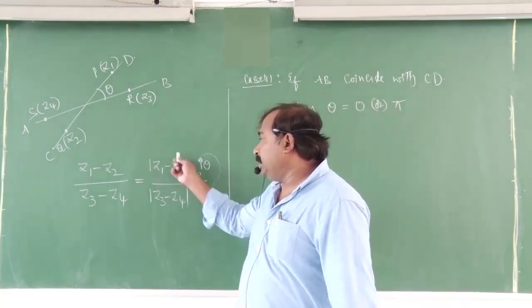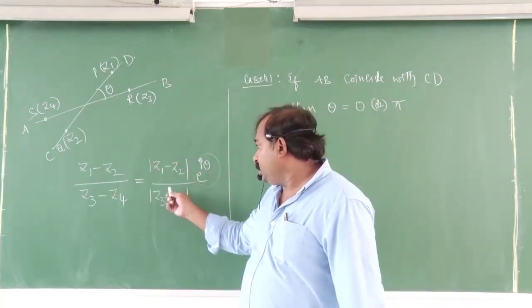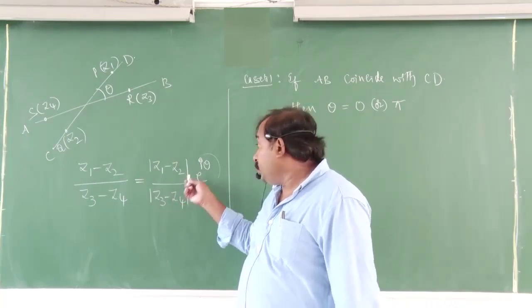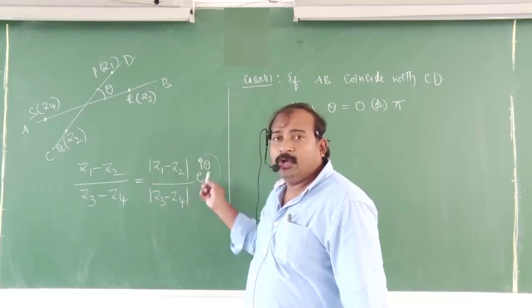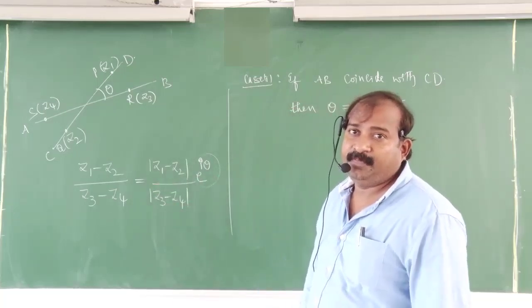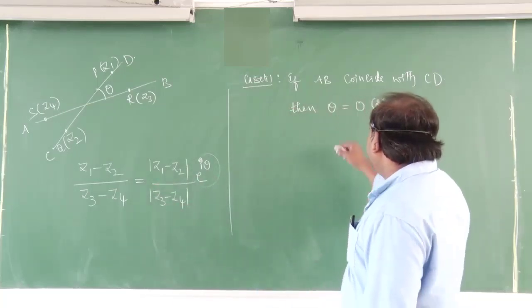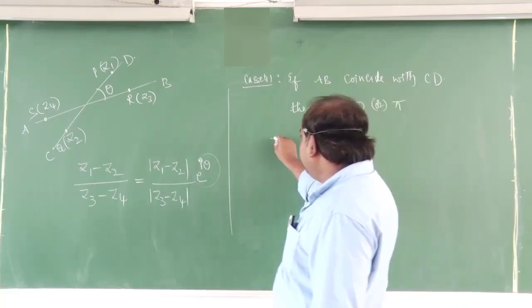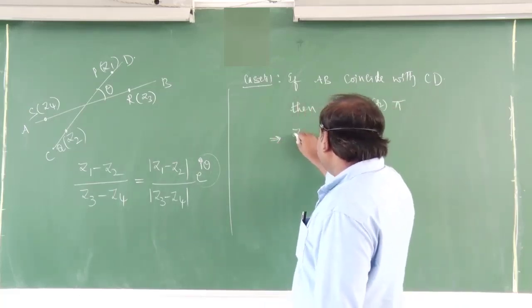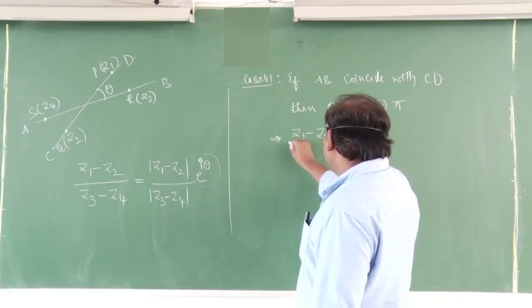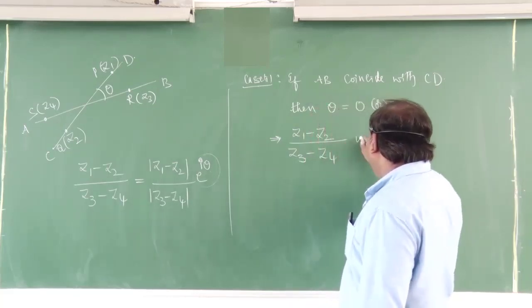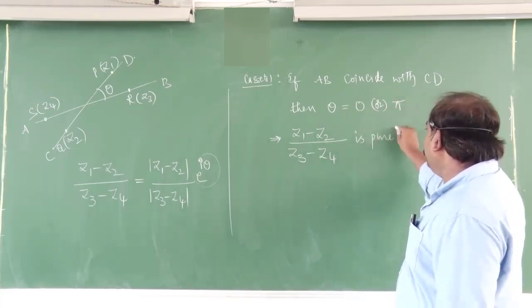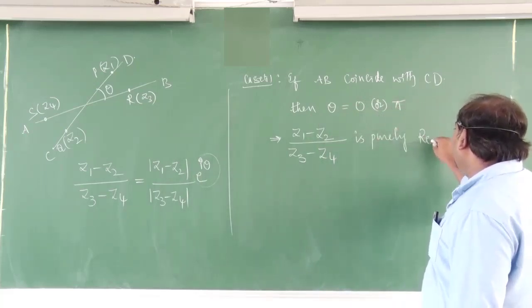This is some real number. Modulus means this is also one number, so what do we get? Some real value you are getting. So the whole value will be real. So here theta is equal to 0 or pi. That implies (z1 minus z2) by (z3 minus z4) is purely real.